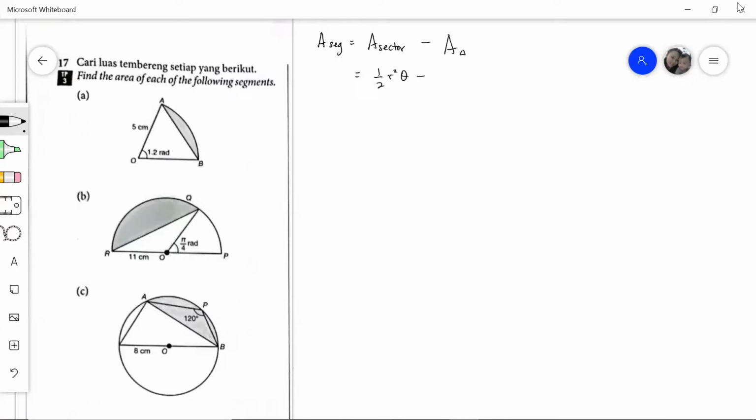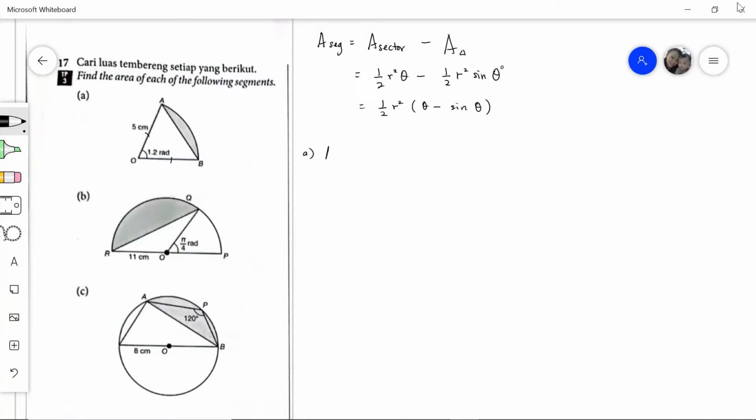The area of the triangle inscribed, we shall use the formula learned in solution of triangle, half AB sine C, just that the A and the B happen to be the R, so half R squared sine theta. And the theta here must be in degree. So we can factorize this, half R squared theta minus sine theta. So we're going to use this formula to solve all the questions involving this segment.